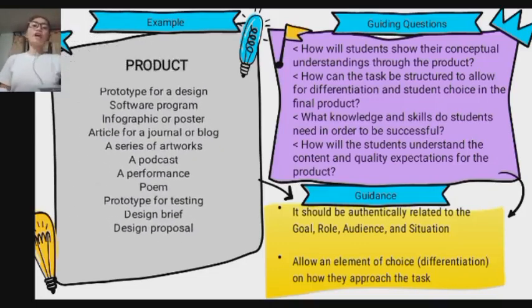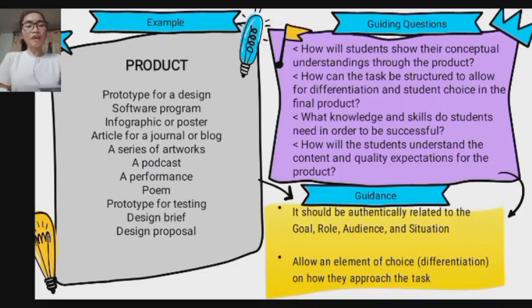So we have here lots of examples of products. So we can have a prototype for a design, software program, infographic or poster, article for a journal or blog, a series of artworks, a podcast, a performance, a poem, prototype for testing, design brief, design proposal. So these are some of the examples of product.